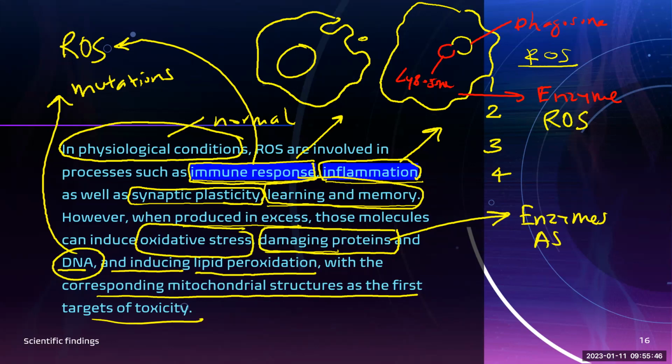If they damage proteins, enzymes are prime targets, transporters are prime targets, so they can't work properly. If DNA damage happens, this may induce mutation or prevent gene expression, switching on and switching off. And lipid peroxidation is very bad because membranes are affected.